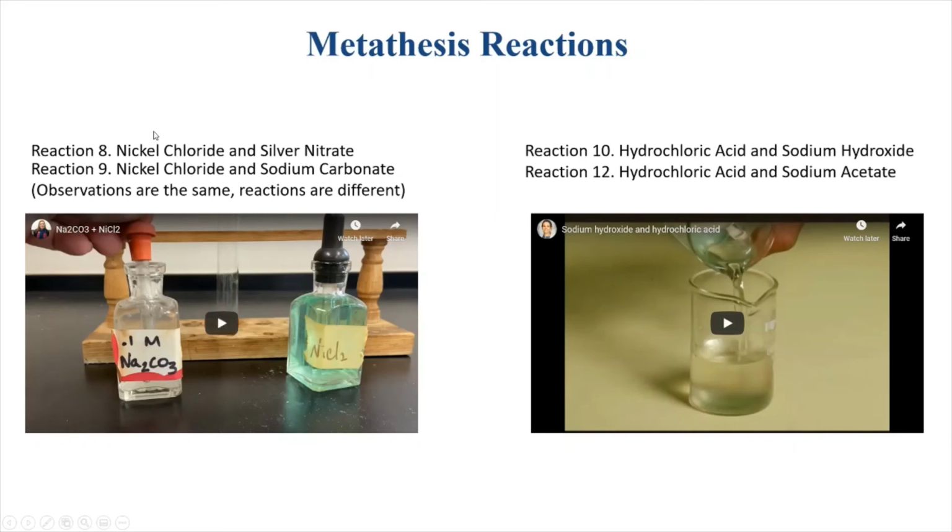So it turns out that the observations for these reactions are pretty much the same, with one exception. At the end, when you centrifuge it down, there's going to be a difference, and I'll tell you what that difference is. But we're just going to look at the reaction of nickel with carbonate as an example. And you can write the same overall observations, but just note the distinction that I'm going to make about the color of the supernatant and the color of the precipitate.